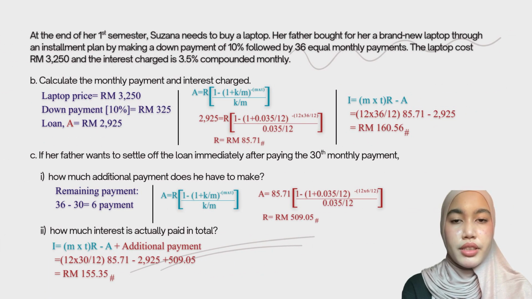I'm going to explain case study 2, questions C and D. C1. If her father wants to settle the loan immediately after paying the 30th monthly payment, how much additional payment does he have to make?